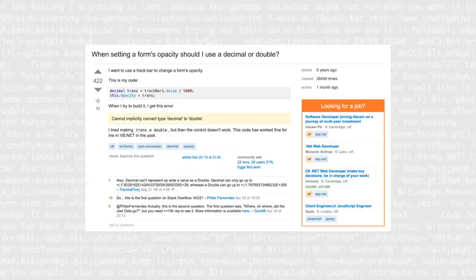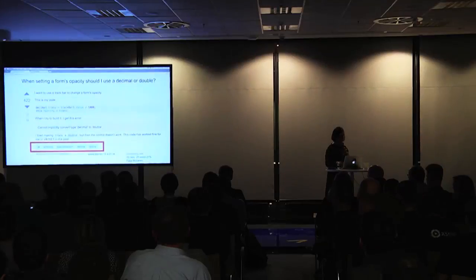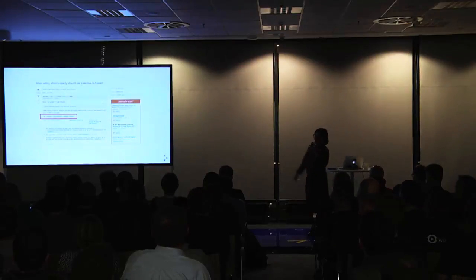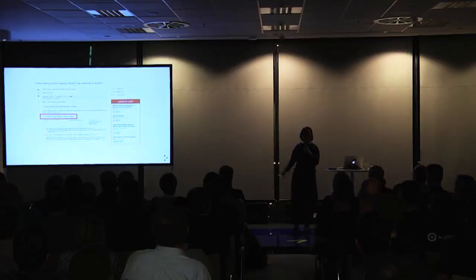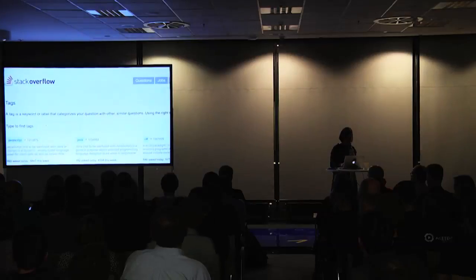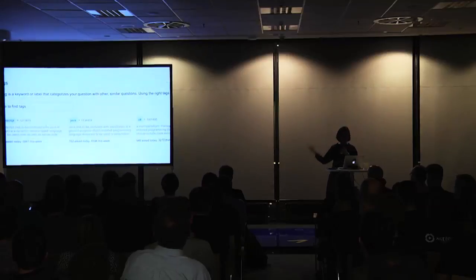And for me, the most interesting thing is that all questions on Stack Overflow are already tagged with their topic. So we have these tags here, and it's saying, okay, this is C#, WinForms, type conversion, decimal opacity. Nice. So first question that I decided to ask is, what are the most common tags on Stack Overflow? Well, that's a completely valid question, but it's not an interesting question, actually, because Stack Overflow already tells you. So the most common tags are here: JavaScript, Java, C#, and PHP. Okay, that's kind of expected.